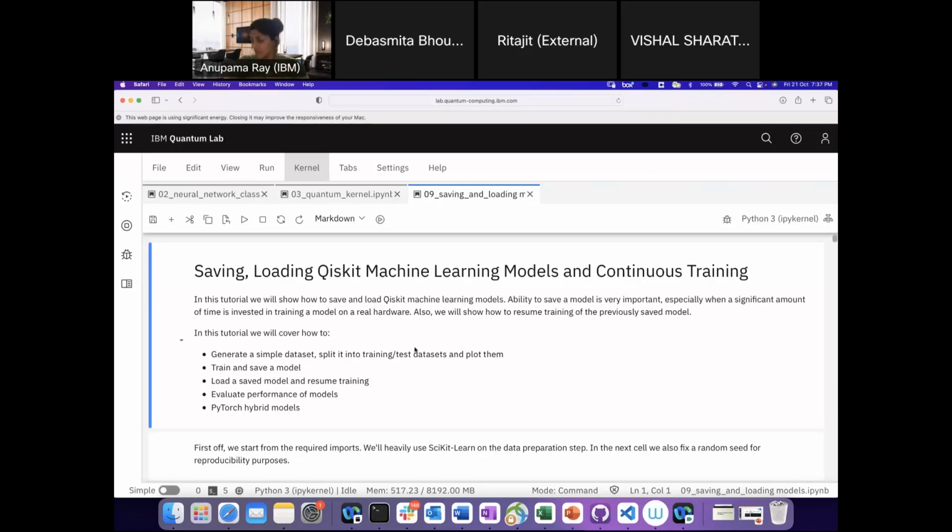Okay. Any questions so far? Yes, there is a question by Shomodeep. He is asking that in ML, we have a characterization of the power of the hypothesis space in terms of VC dimension. Is there a similar quantification in the case of quantum classifiers?